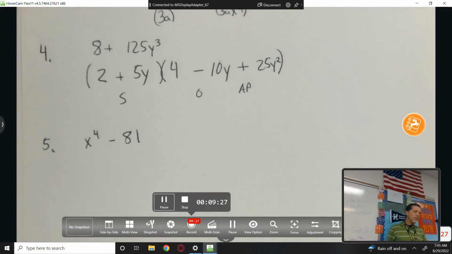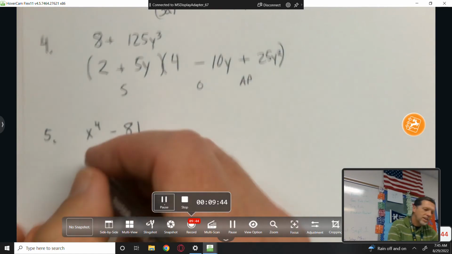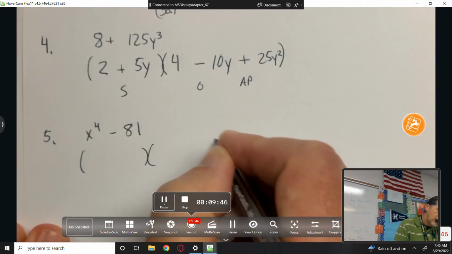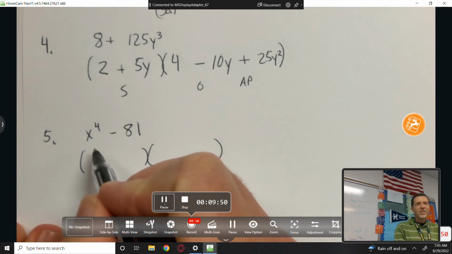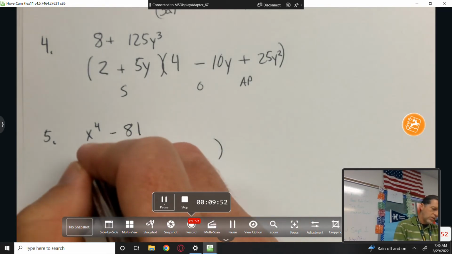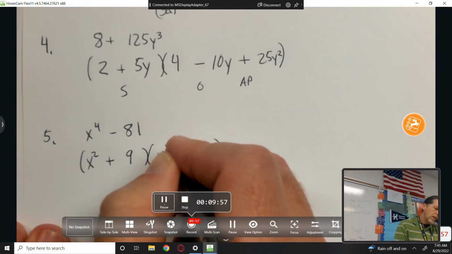X to the 4th minus 81. Any thoughts on that one? It's another kind of a conjugate problem, yeah. It's a difference of squares. What would we square to get to x to the 4th? X squared and 9. So x squared plus 9 and x squared minus 9.